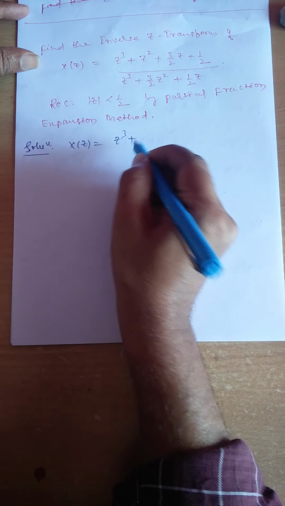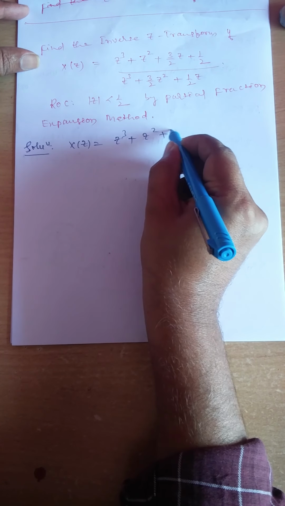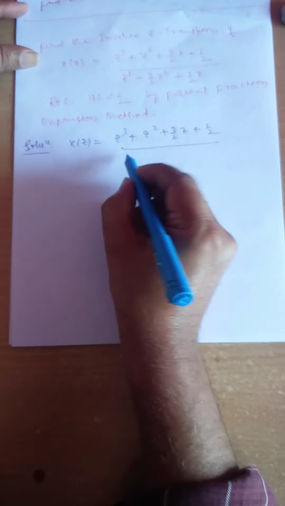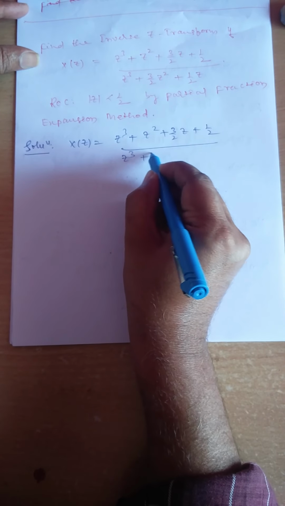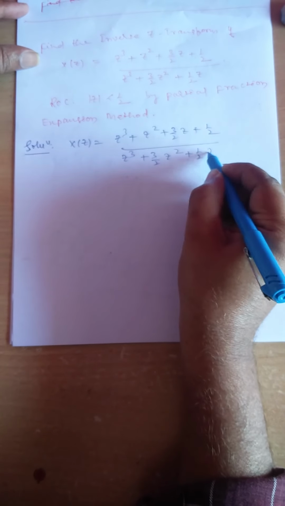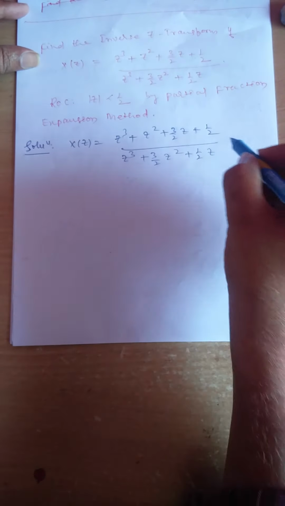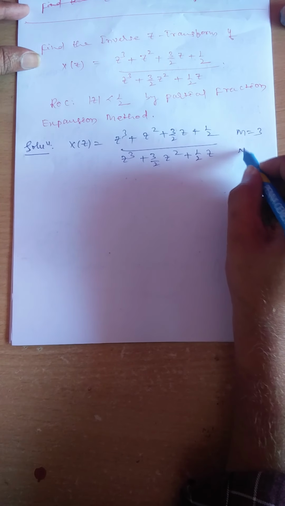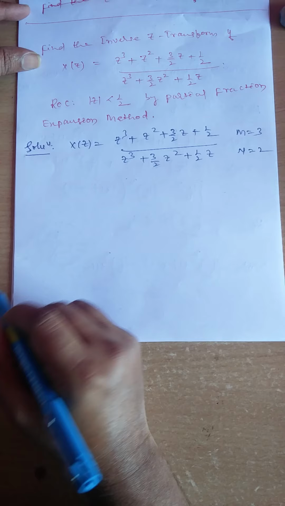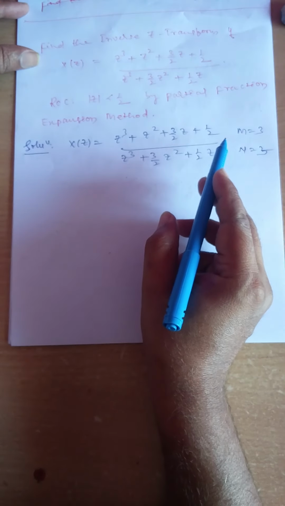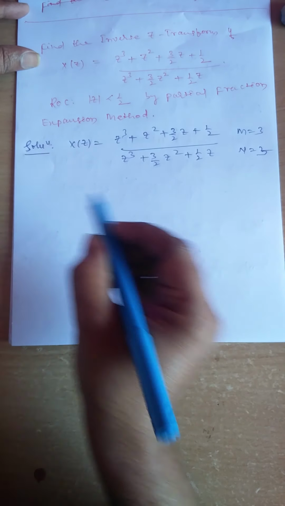That is (z³ + z² + 3/2 z + 1/2) divided by (z³ + 3/2 z² + 1/2 z). Here the numerator polynomial degree m is 3, and the denominator polynomial degree n is also 3. That's why we cannot directly go for the partial fraction expansion method.